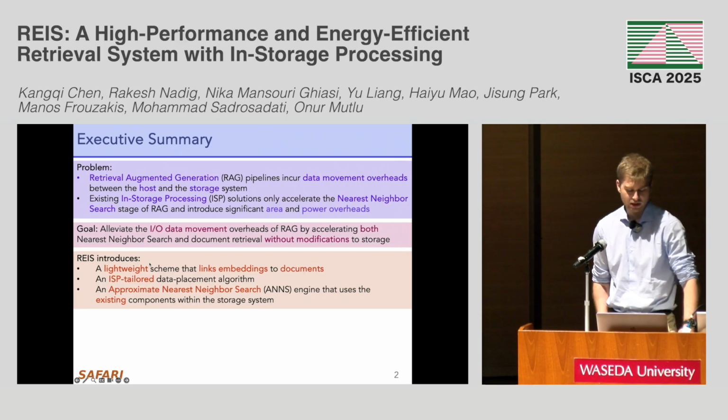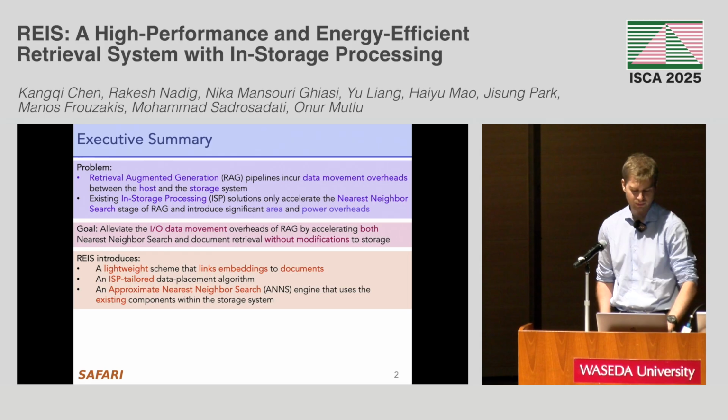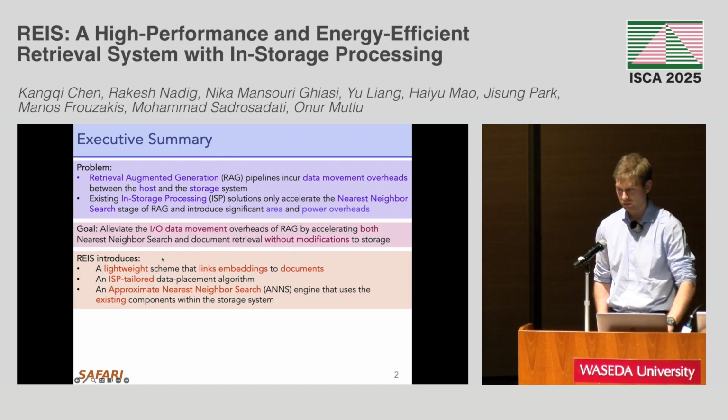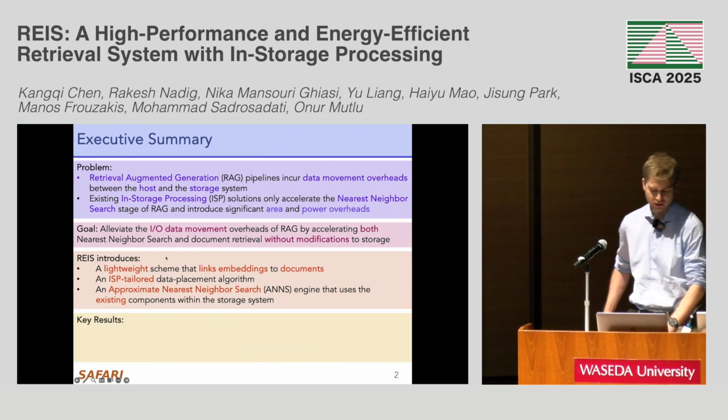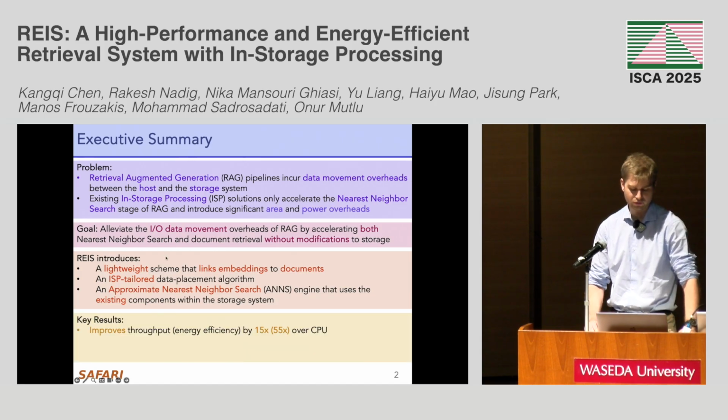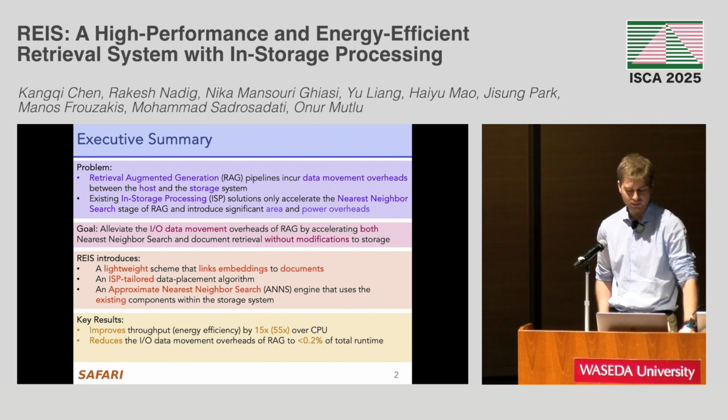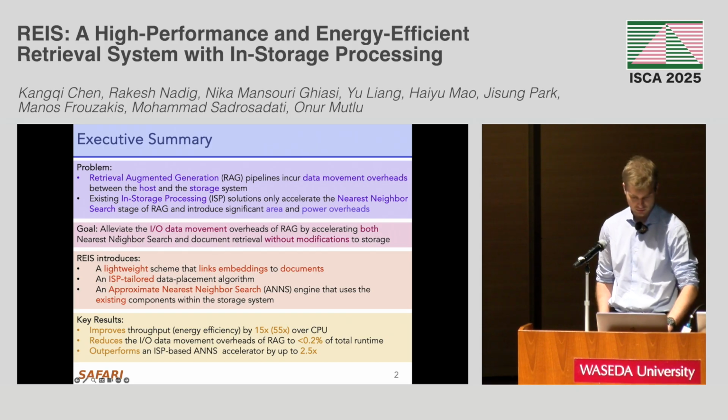REIS introduces a lightweight scheme that links embeddings to documents, an ISP-tailored data placement algorithm, and an approximate nearest neighbor search or ANNS engine that uses the existing components within the storage system. Our key results are that REIS improves throughput and energy efficiency by 15 and 55 times respectively over a CPU baseline. It reduces the I/O data movement overheads of RAG to under 0.2% of the total runtime, and it outperforms an ISP-based ANNS accelerator by up to 2.5 times.